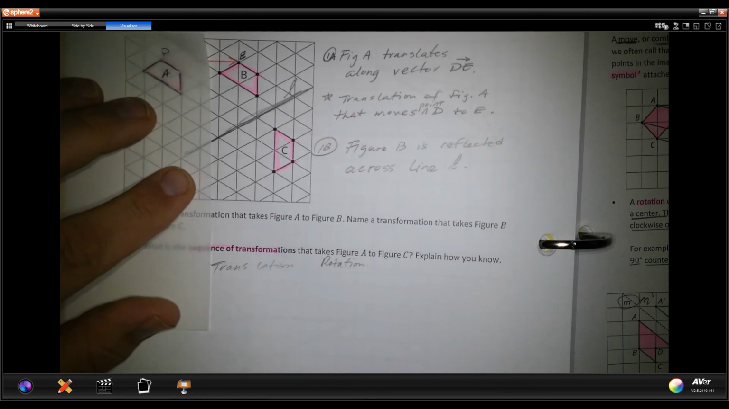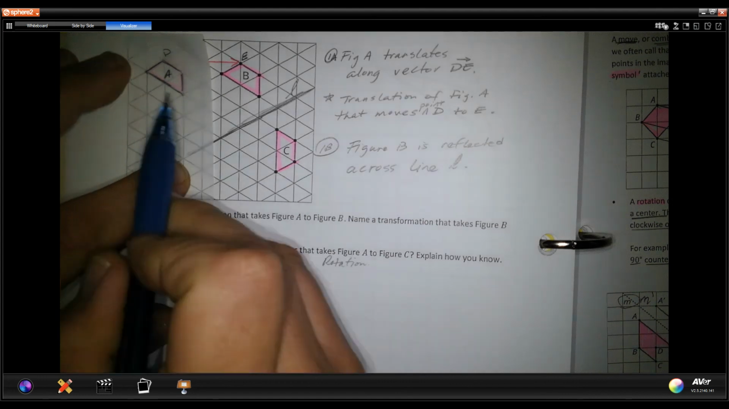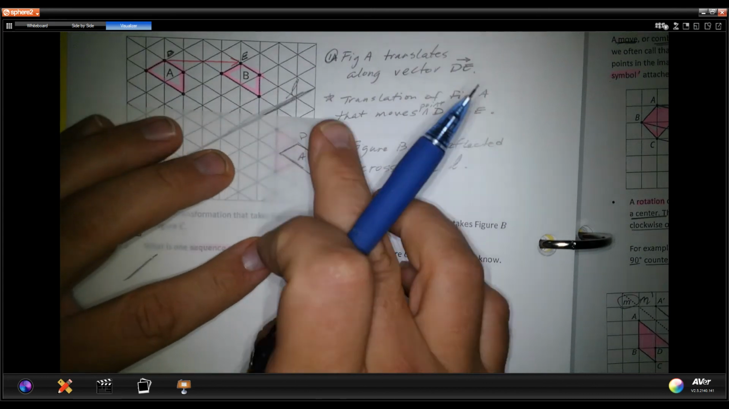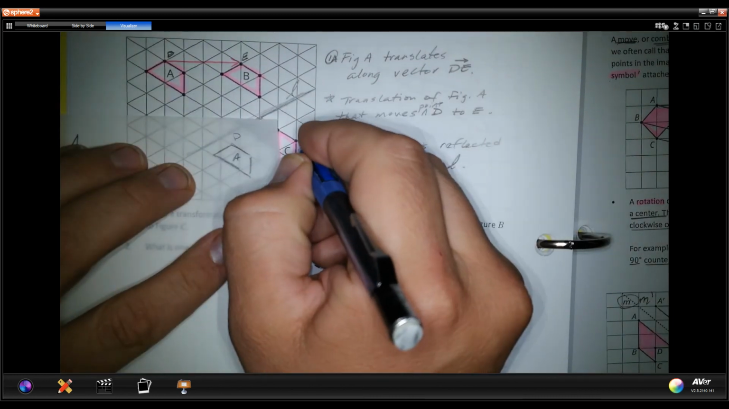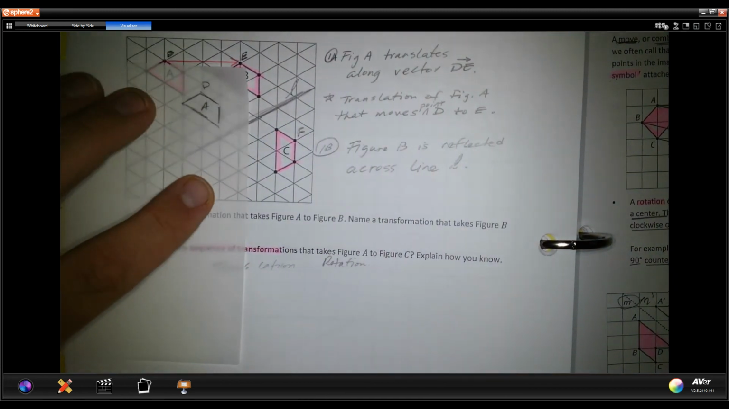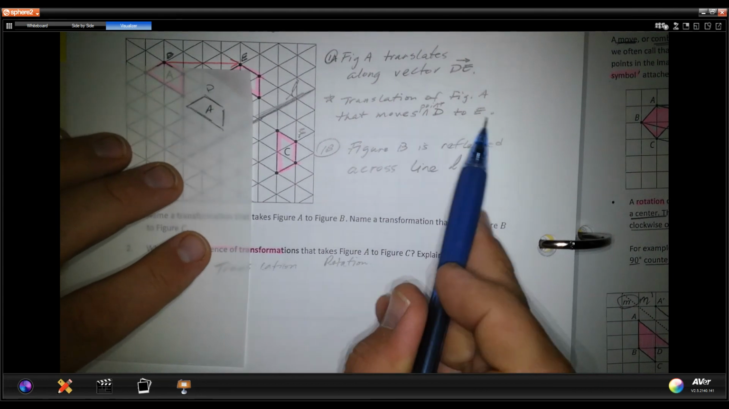So I like to translate first, but when we translate, we need to translate to corresponding points. So earlier we marked this as a D, and as I translate down, I see that same point has a corresponding point. Since I already named this one E, I'm going to go ahead and name this one F. So the first move that I'm going to make is to translate my figure. When I look right here, translation of figure A that moves point D to point E.